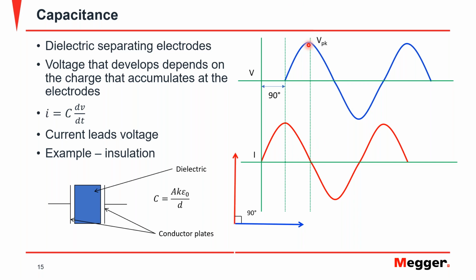And that's the reason why the peak of the voltage waveform corresponds to the current zero. So because the voltage depends on the current here, the voltage waveform lags in phase behind the current, and the phase difference is 90 degrees for a pure capacitance. Example of a capacitance is insulation.